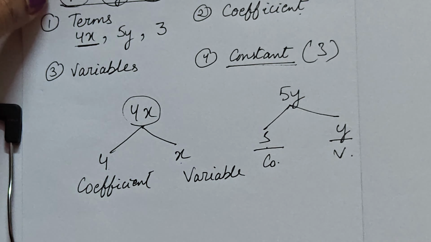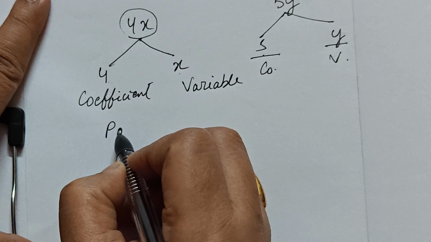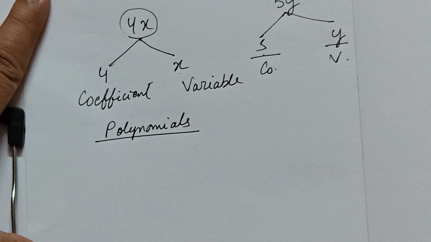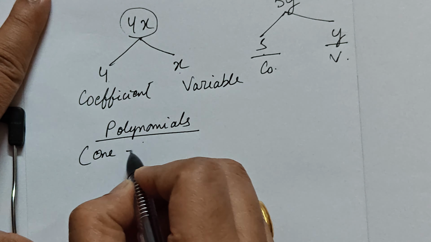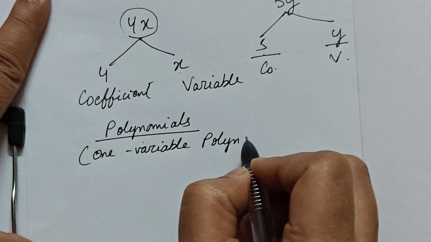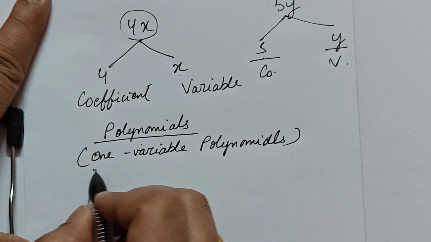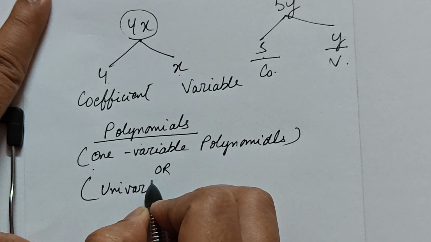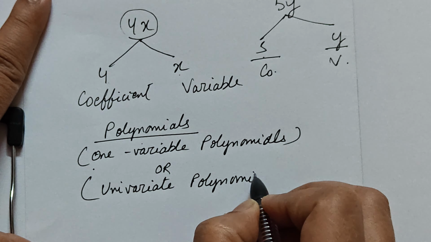Now we will go to the next term, that is polynomials. Polynomials can also be called one variable polynomials. This can also be called univariate polynomials.